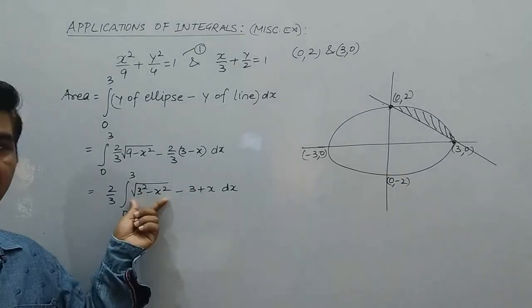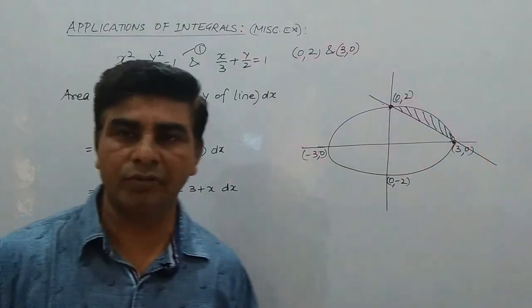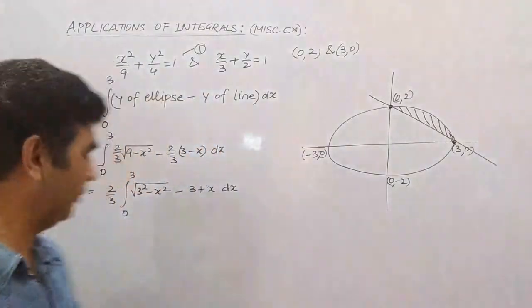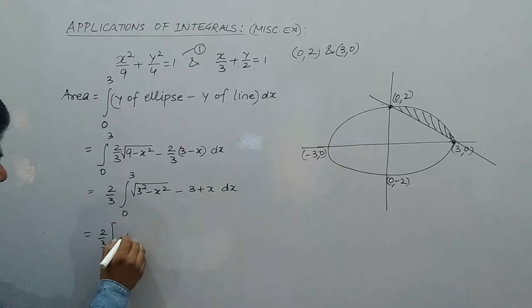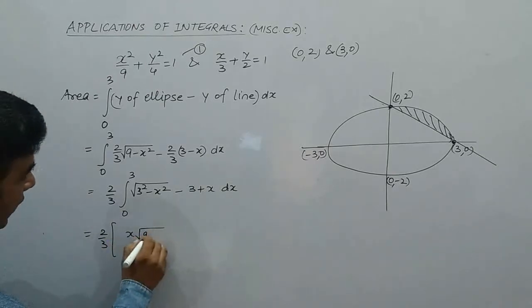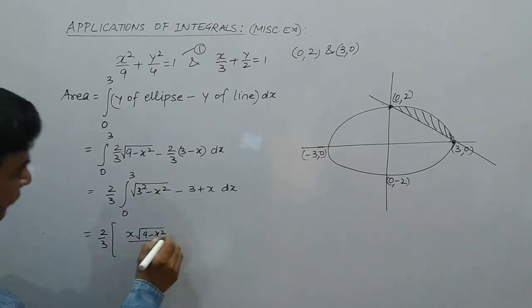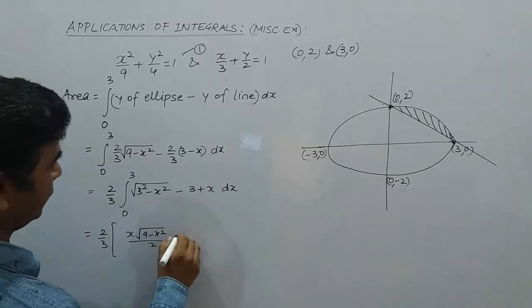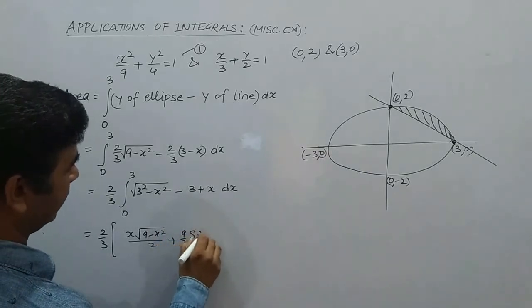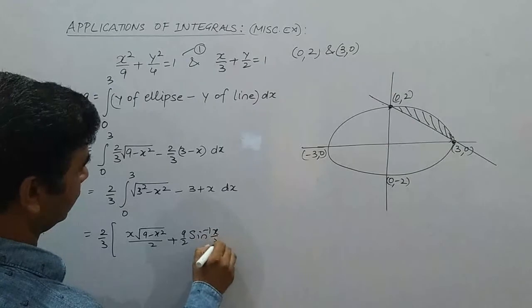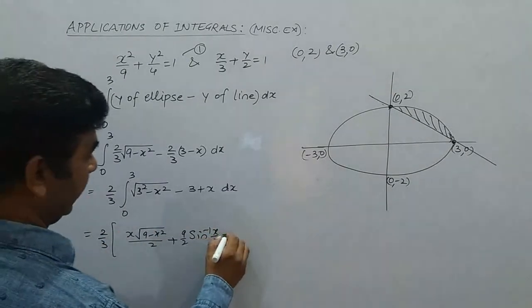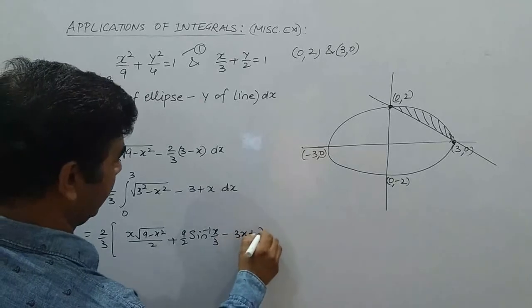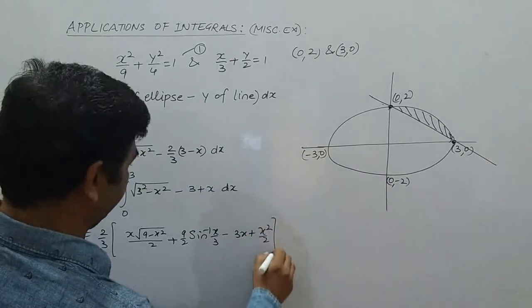Its integration is given by the formula for the integration of square root of a square minus x square, which is given by 2 by 3 will remain outside. This is x by 2 times square root of a square minus x square plus a square by 2, which is 9 by 2, sine inverse x by a, which is your x upon 3, minus 3x plus x square by 2, and the limits are 0 to 3.